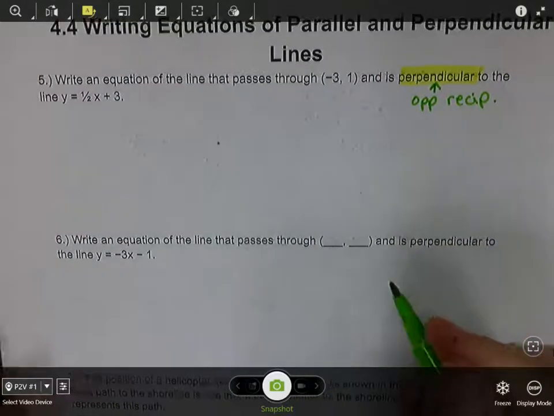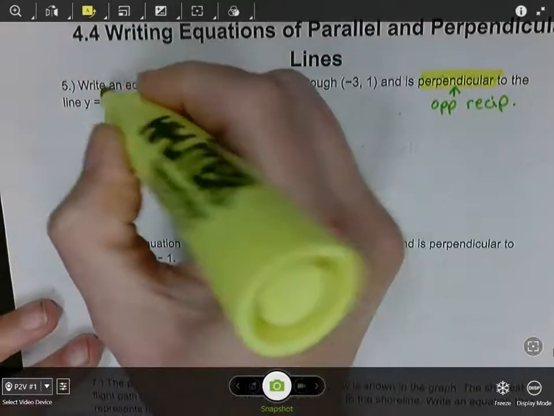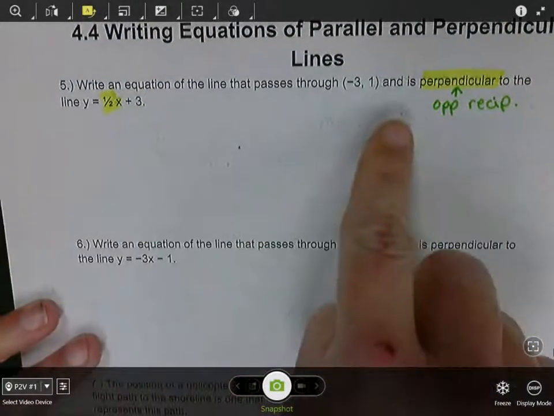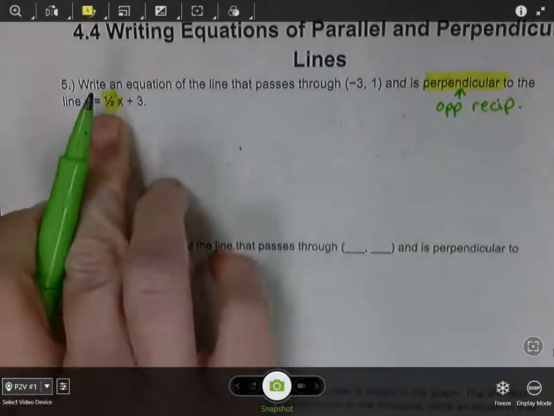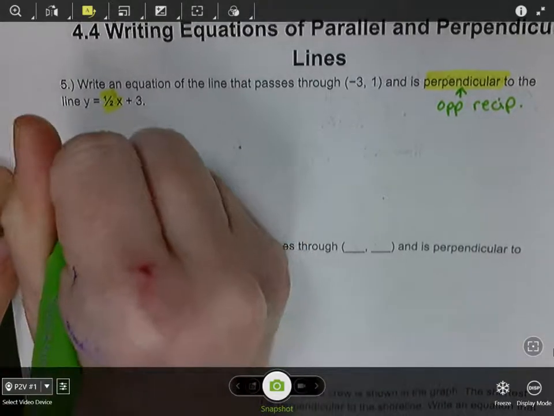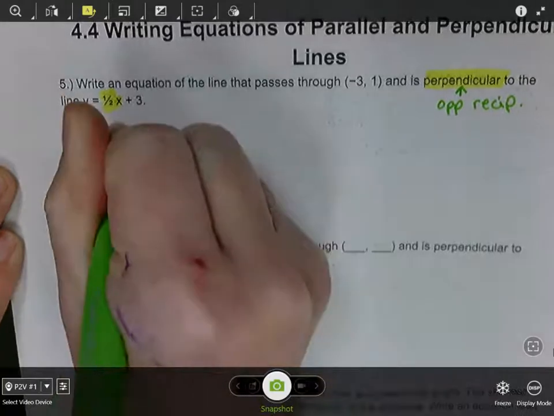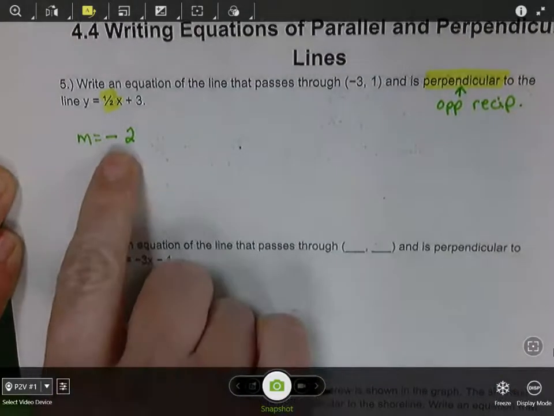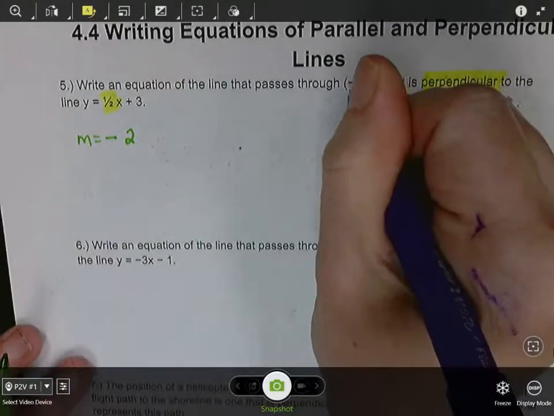So look at your slope here. Your slope here is 1/2. If they would have said parallel, we would have left it as 1/2, but they did not. They said perpendicular. So what we have to do is take this slope and change the sign. Right now it's positive, so my slope is going to be negative. And instead of 1/2, it's going to be 2/1, or just 2. So my slope has to be -2. And then this is our x1, y1.